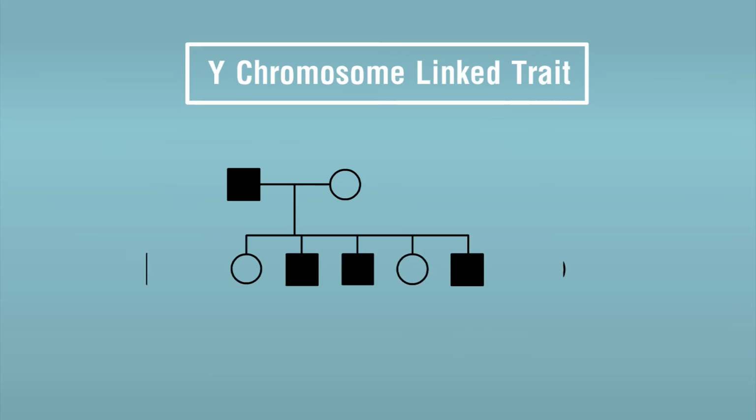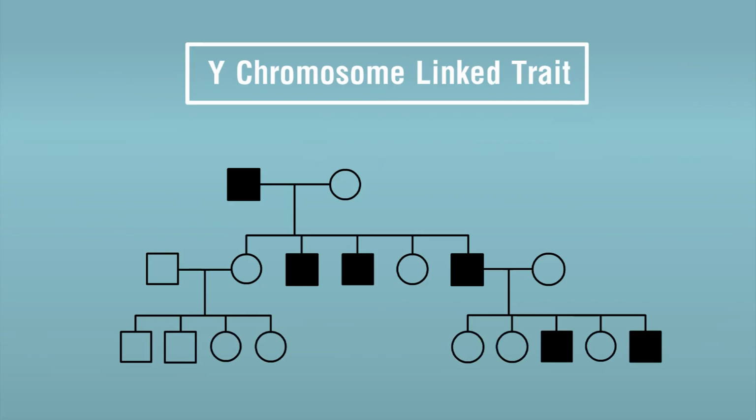In Y chromosome linked trait, only one condition is applied. Only the males are affected. When the father is affected, the son in the next generation is also affected. The genes located on the Y chromosome are affected, so the male shows the disease and passes them on to male offspring.